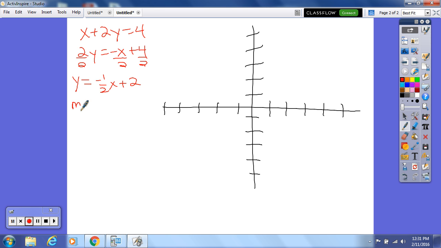What's my slope? Negative 1/2. The number in front of the x. What's b? B is 2. Alright, so now b is 2, so I got this. Put a dot on 2. See if I can do this without screwing the slope up again.